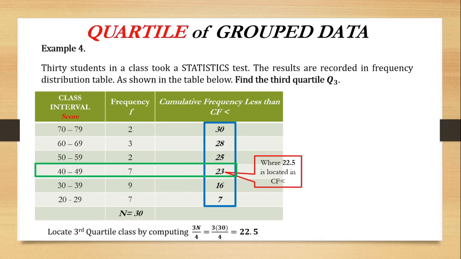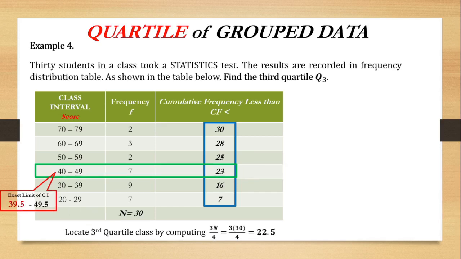After identifying the third quartile class in our frequency distribution table, let us identify the exact limit of the class interval where the third quartile class is located. So if we have 40 to 49 as our class interval, by subtracting 0.5 from 40, that gives us 39.5, and by adding 0.5 to 49, that gives us 49.5. So the exact limit of the class interval now is 39.5 to 49.5.